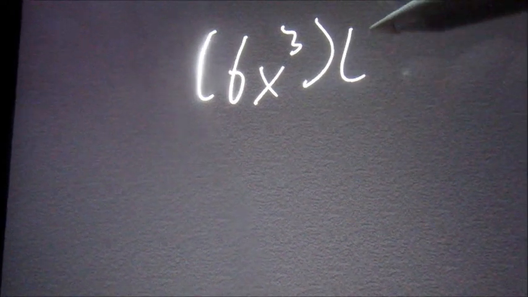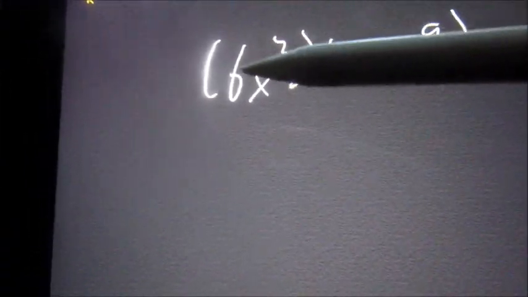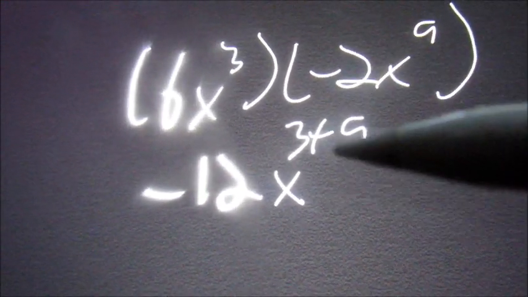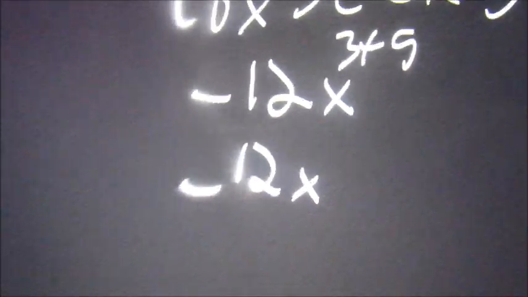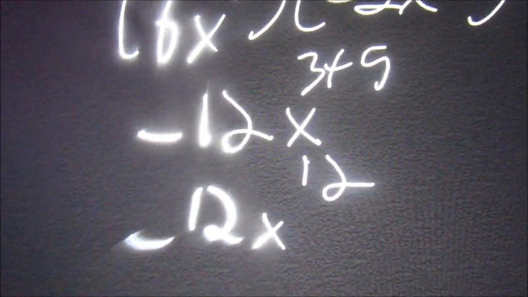So let's do something with both variables and coefficients. So 6x to the 3 times negative 2x to the 9. Okay, so on this, we're first going to multiply the coefficients. So 6 times negative 2 is negative 12, and we have x to the 3 plus 9. You don't need to worry about this negative in front. It's still going to be a plus here. So this is going to be negative 12x. 3 plus 9 is 12. So these are both x's, so we added the exponents.